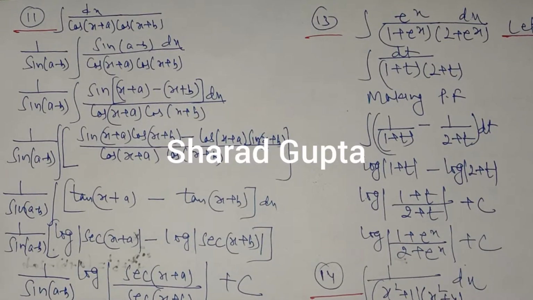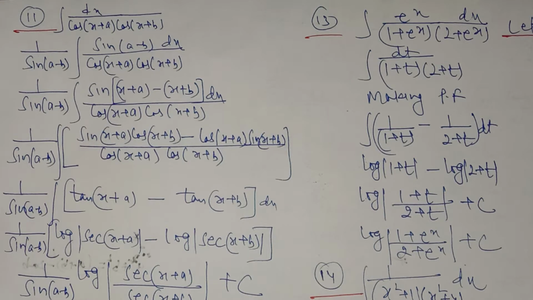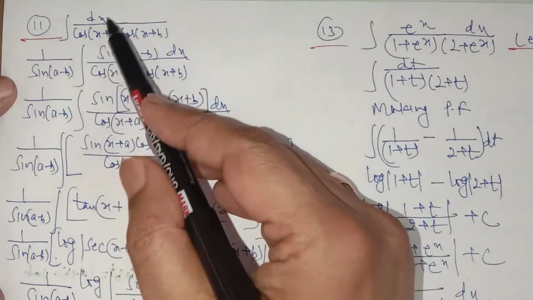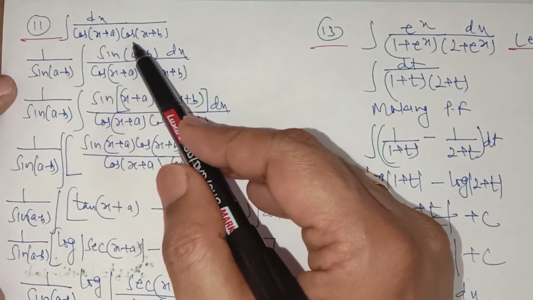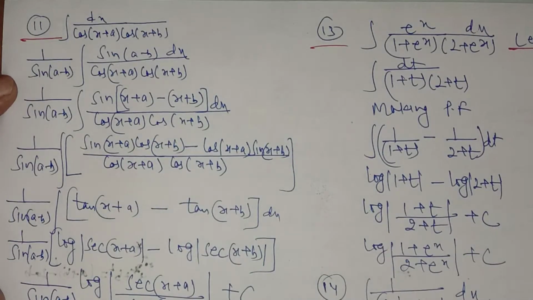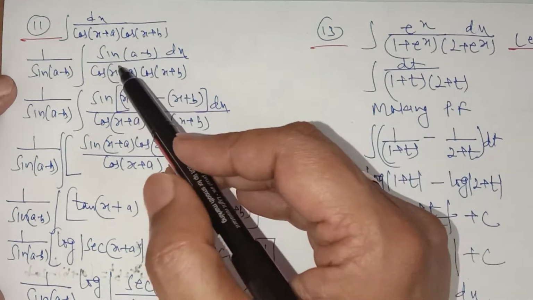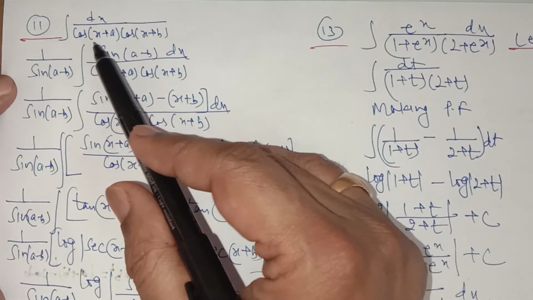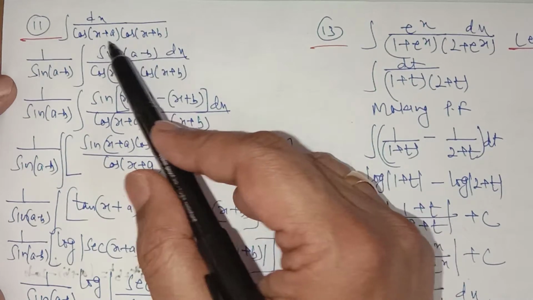This is lecture number 23 for the chapter Integration, and we are discussing the miscellaneous exercise. We have done up to question number 10. Now in question number 11, that is dx upon (cos(x+a))(cos(x+b)). It is a unique question, and we have done this type of question using trigonometric identities, but there you had cos(x−a) cos(x−b). Here we have a plus sign.